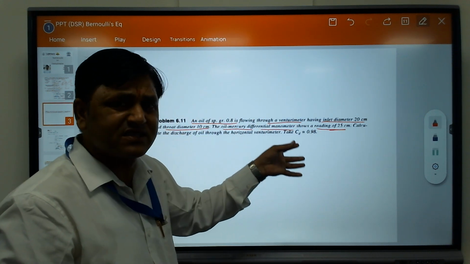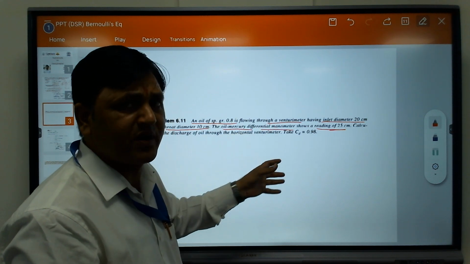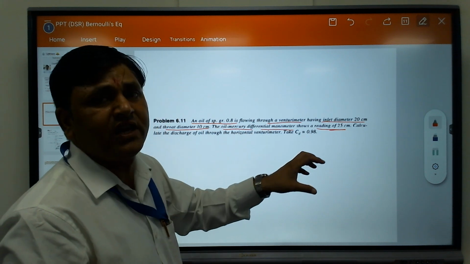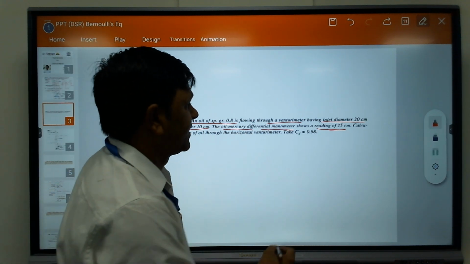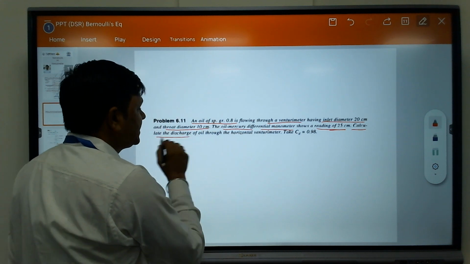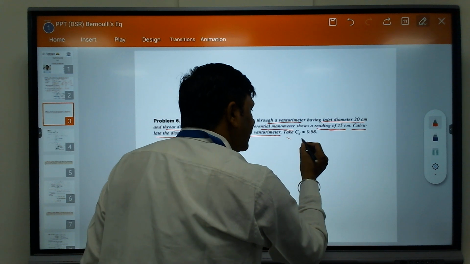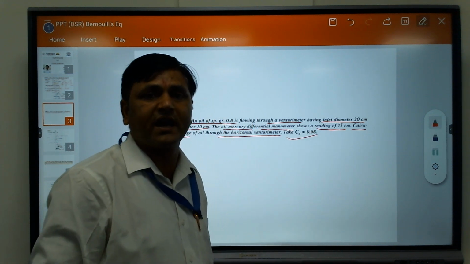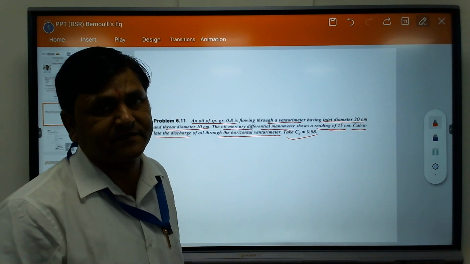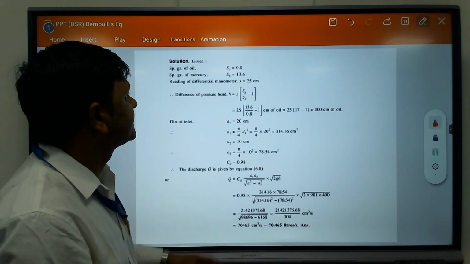This numerical is just like the previous numericals, so don't be afraid. This is a very simple numerical based on directly putting the values in the given equations. Calculate the rate of discharge of oil through the horizontal Venturi meter. Here we have also taken the value of the coefficient of discharge as 0.98. Okay, now we will see the solution of this numerical.